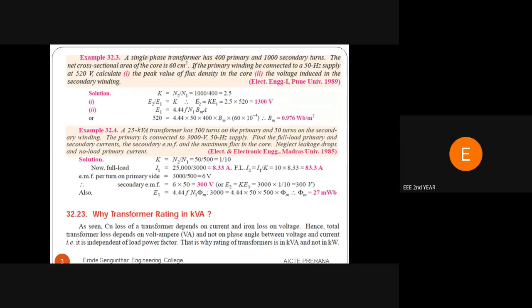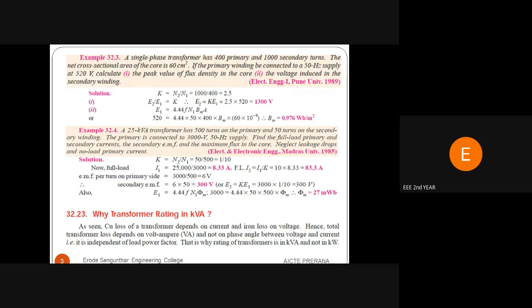Again, repeat: a single phase transformer which has 400 primary turns. So the number of turns in the primary winding N1 is equal to 400, and 1000 secondary winding turns, that is N2 equal to 1000. The net cross-sectional area of the core, A, is equal to 60 centimeter square. You have to convert the centimeter square into meter square, then 60 into 10 to the power minus 2 whole square.